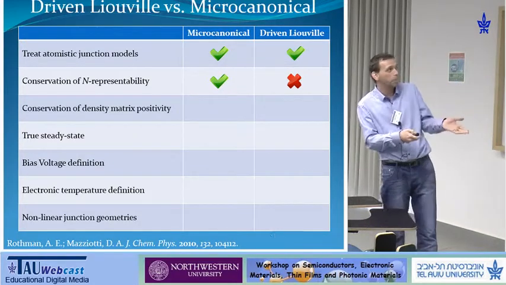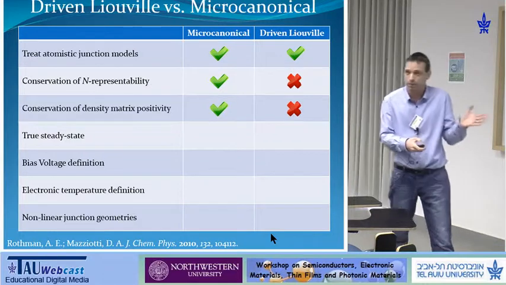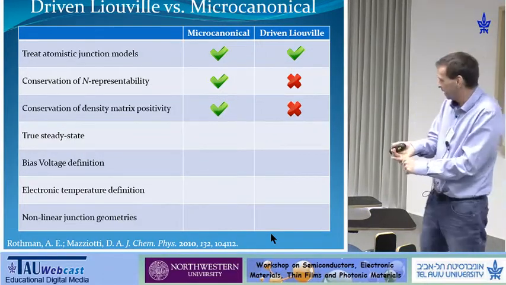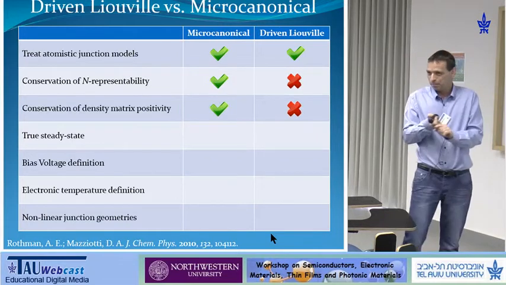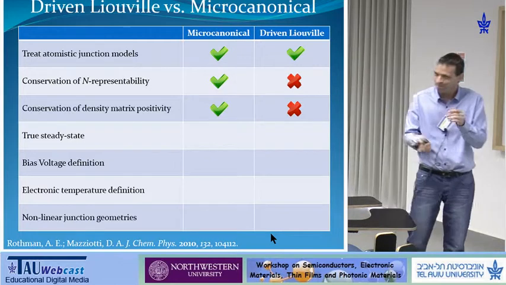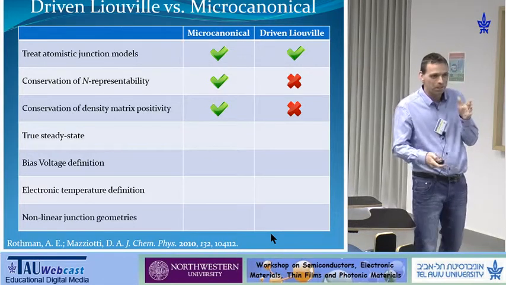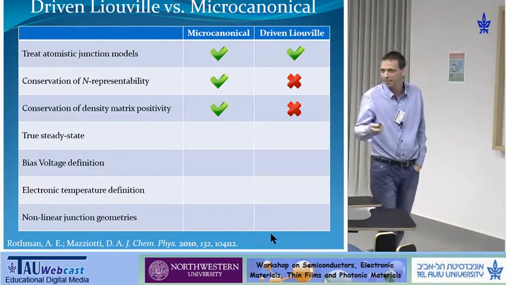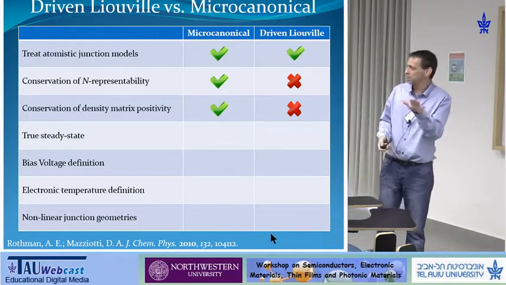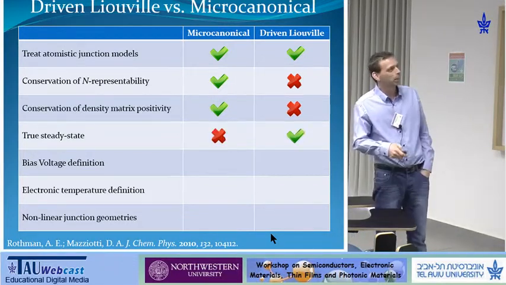So you can break N representability and density matrix positivity. In simple words, you can get a negative density, and you can get more than one particle per state in your simulation. And this is kind of, so you break Pauli's exclusion principle, or you can get a negative number of particles. This is kind of not nice. Usually the deviations are small, but we don't like it too much.